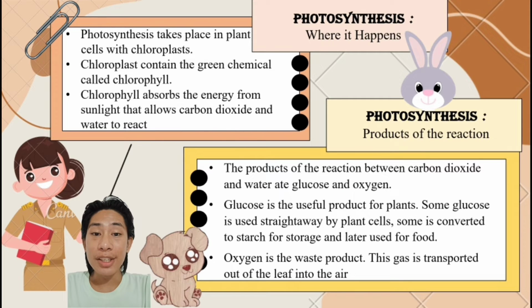Glucose is the useful product for plants. Some glucose is used straight away by plant cells, and some is converted to starch for storage and later used for food. Oxygen is the byproduct. This gas is transported out of the leaf into the air, and this gas is the foundation of life for us humans and animals.